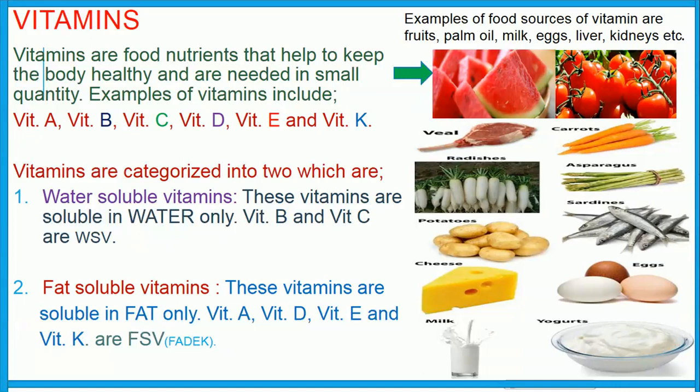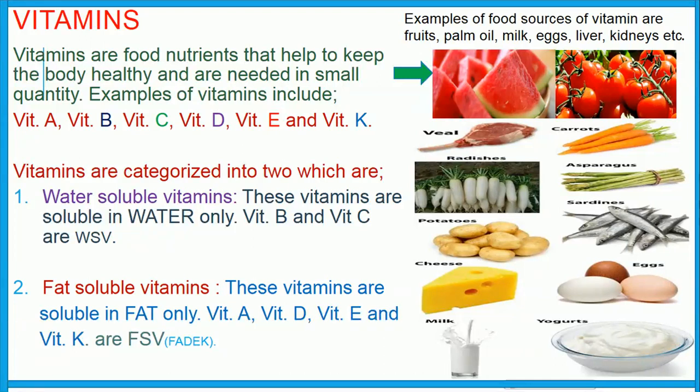Number 2, fat-soluble vitamins. These vitamins are soluble in fat only. The meaning is that before the body can have access to these vitamins, they must first of all be dissolved in fat only. Examples are vitamin A, D, E, and vitamin K. Now, a very simple way to easily know fat-soluble vitamins is to just say FADEK. When you say FADEK, the F there is for fat-soluble vitamin. So we have A, vitamin D, vitamin E, and K as examples of fat-soluble vitamins.